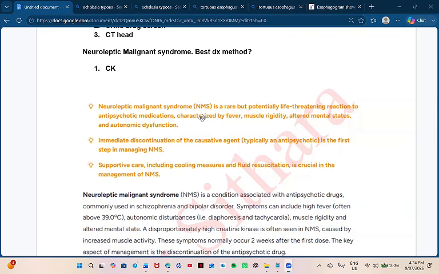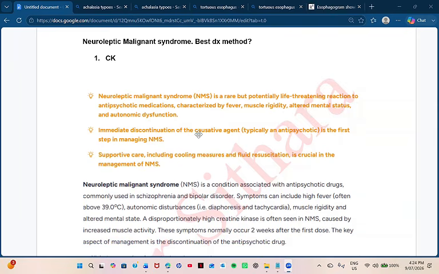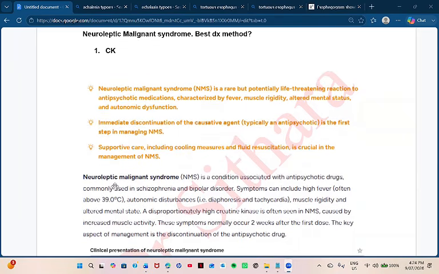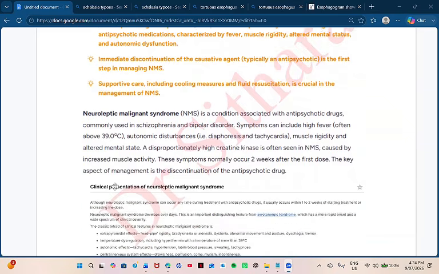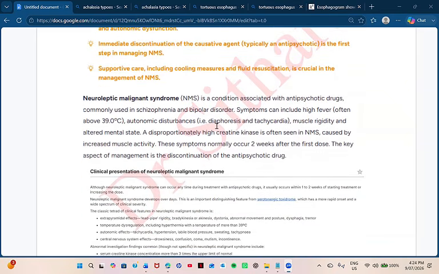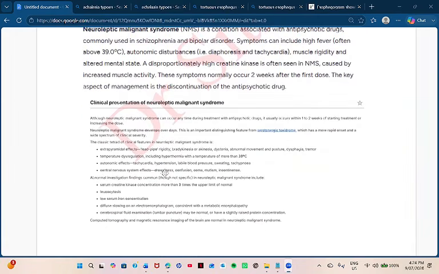this causative antipsychotic, right? Supportive care, including cooling measures because this is associated with hyperthermia, and fluid resuscitation is crucial in the management of NMS, right? These MAID symptoms normally occur within 2 weeks after the first dose. The key aspect of management is discontinuation of the antipsychotic drugs, right?